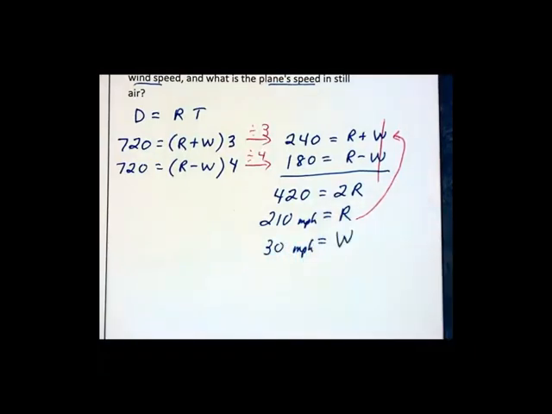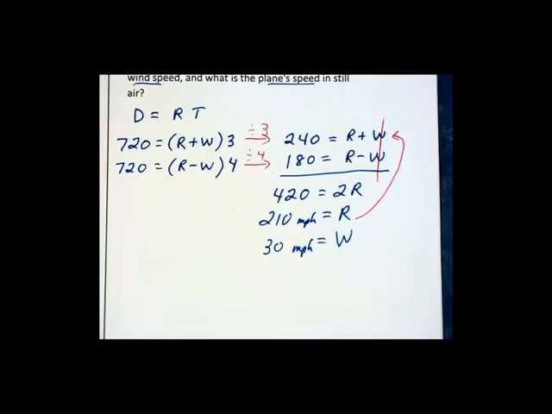So it doesn't matter whether you're dealing with the stream with the current, the wind with an airplane, or the third pattern that you might see is a moving sidewalk. The sidewalk, like in an airport, can either give you a boost or it can slow you down, and you'll be subtracting in that case.